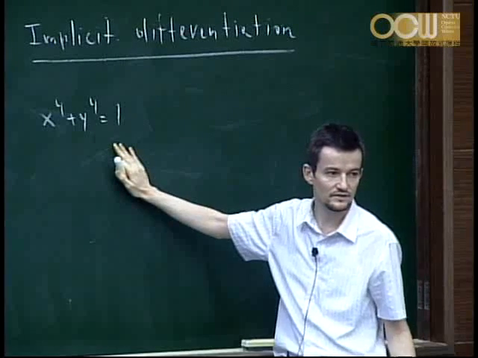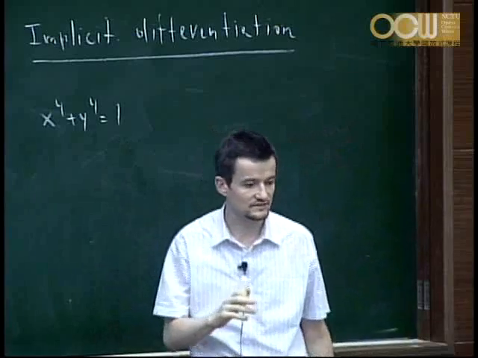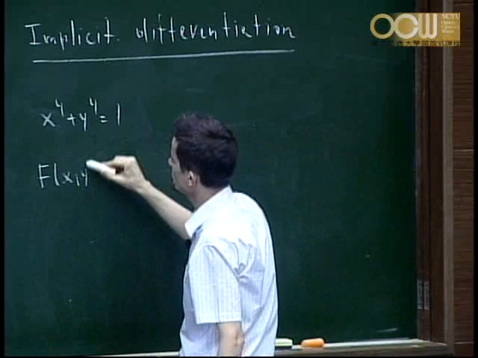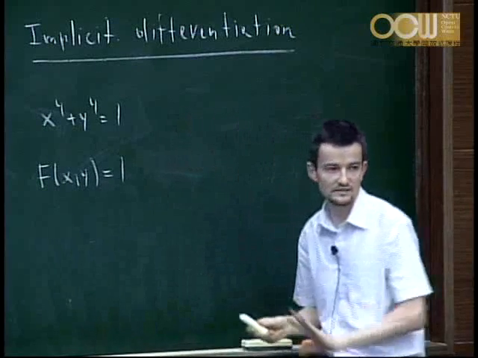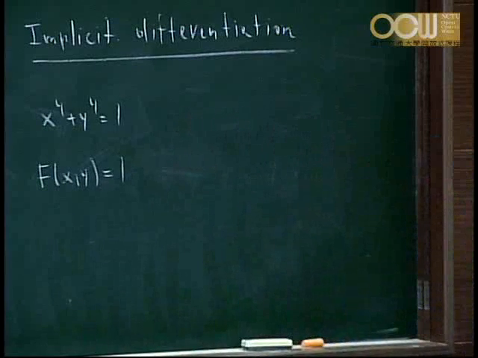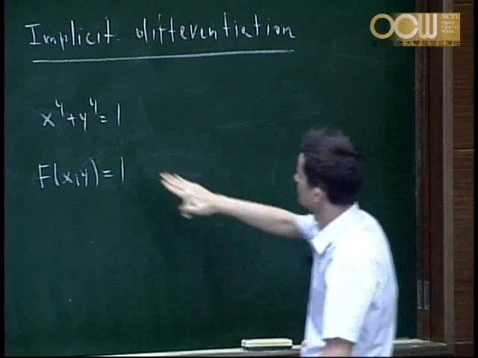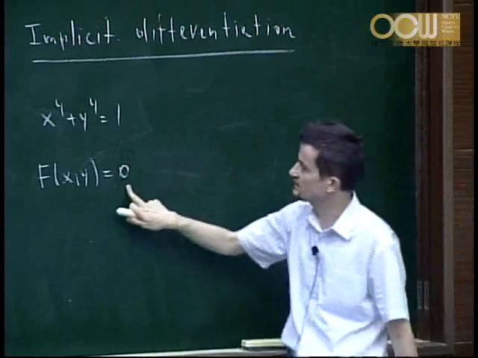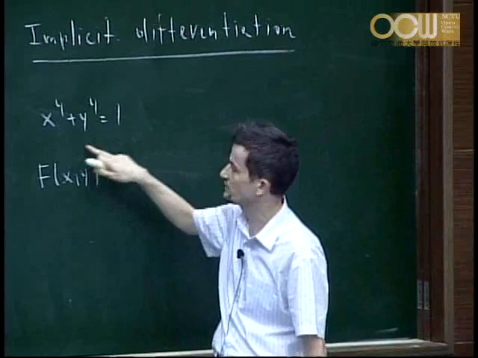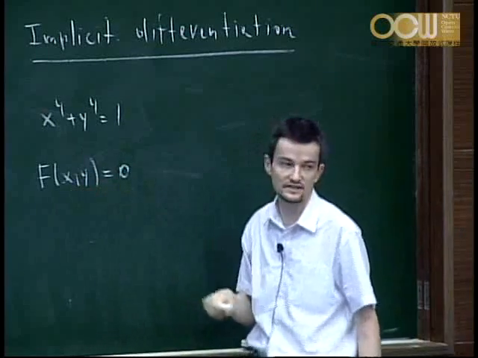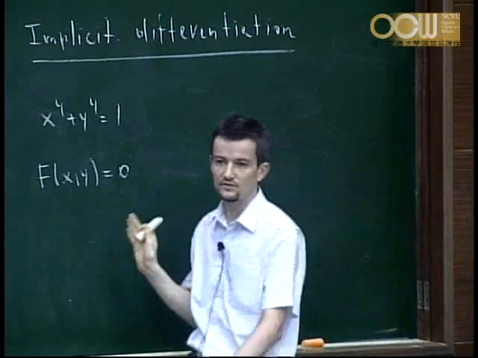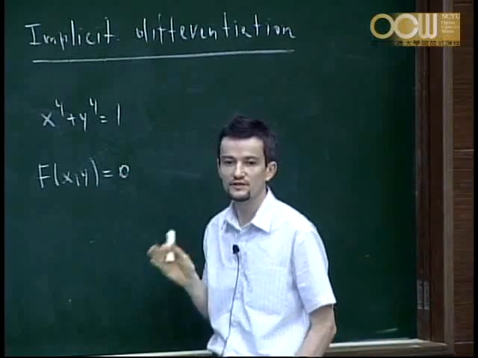Now, what you clearly need is, in general you have given a function of two variables. So you have given something like this here, equal to c, or equal to 0. You just take the c to the other side. So you have given an equation like this. Normally you cannot solve for y, and you want to find the derivative of y.